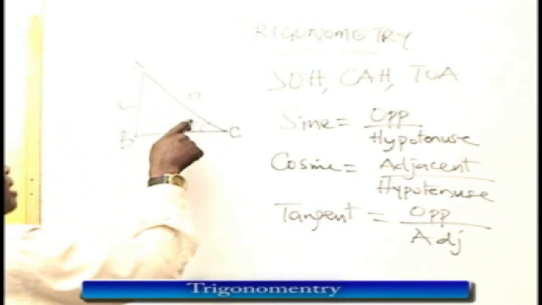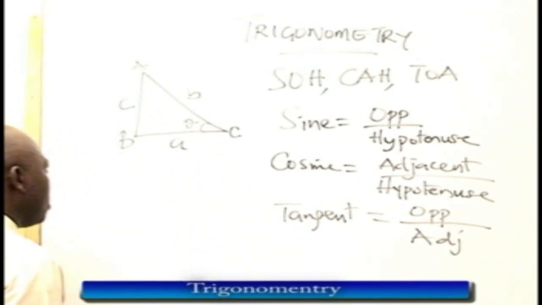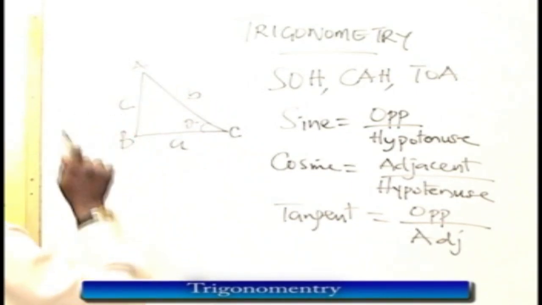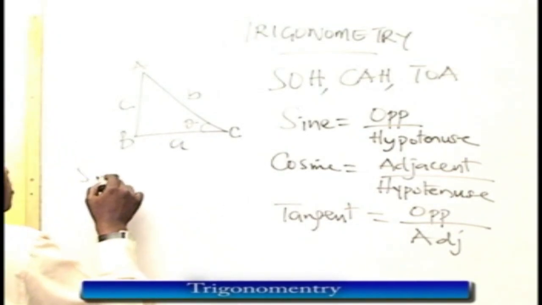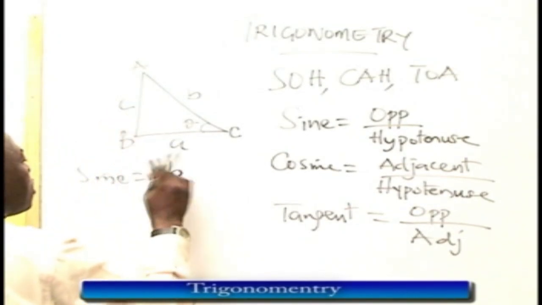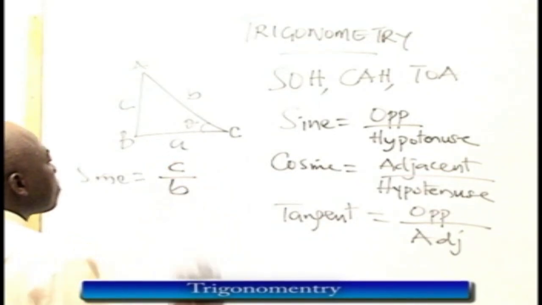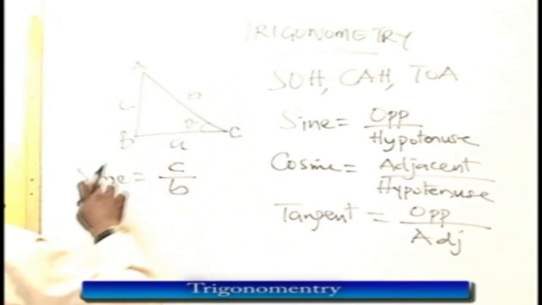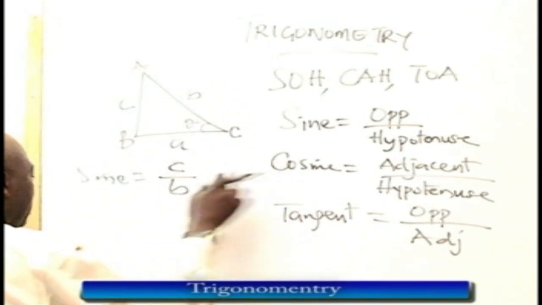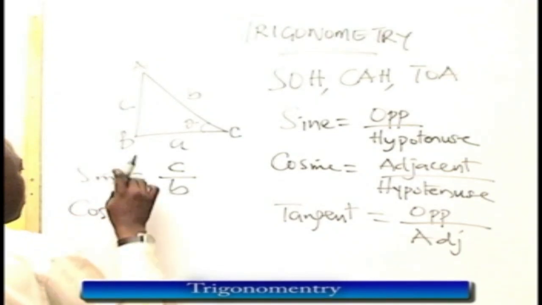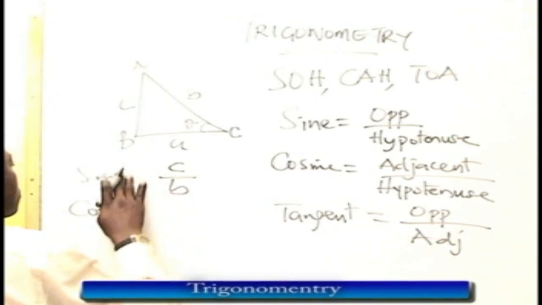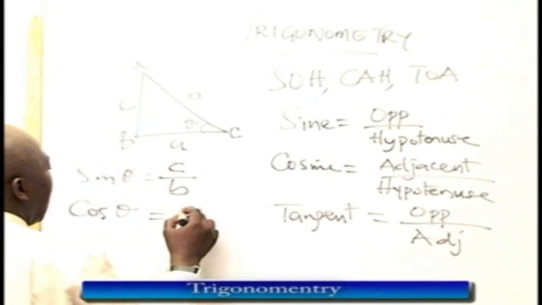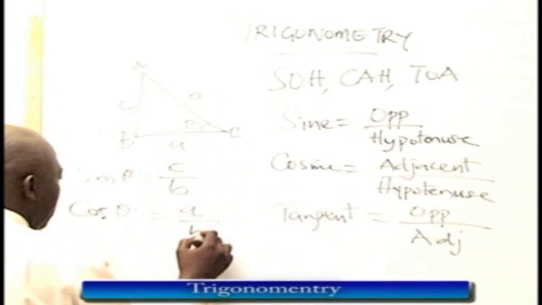If this angle has been given to us and the hypotenuse has been provided for you and you are looking for the opposite, what you will use is sine theta equals C over B. If you have been given the hypotenuse and you are looking for the adjacent, then sine will not work. What will work is cosine. So we say cos theta is equal to adjacent over hypotenuse.